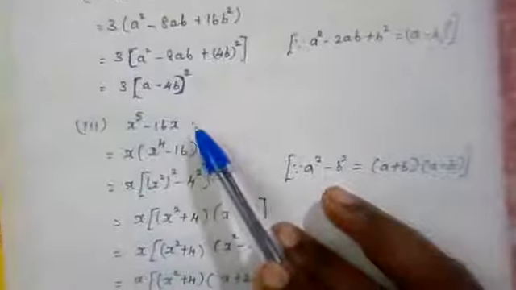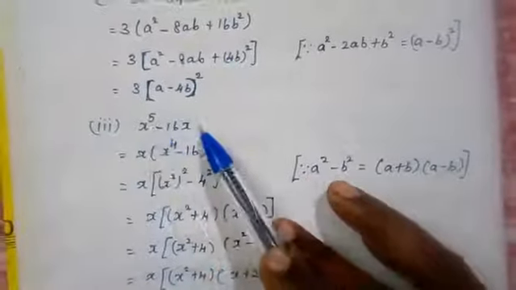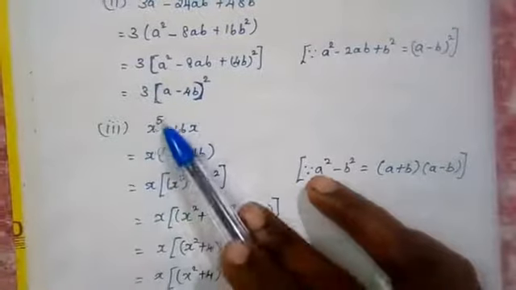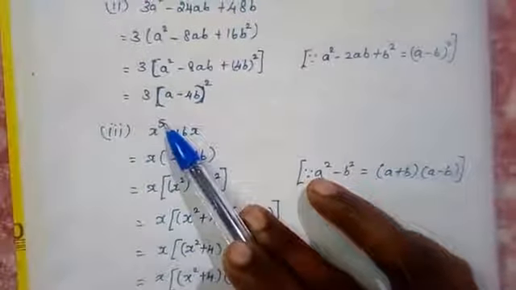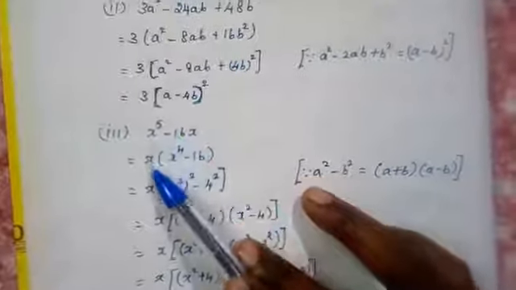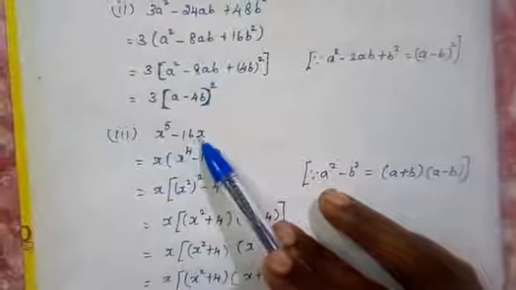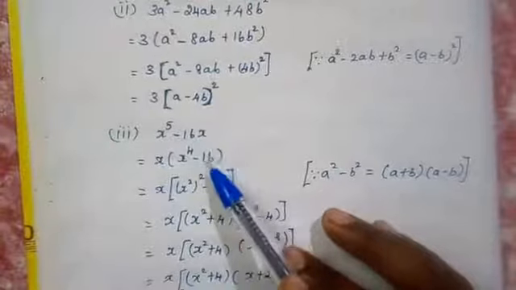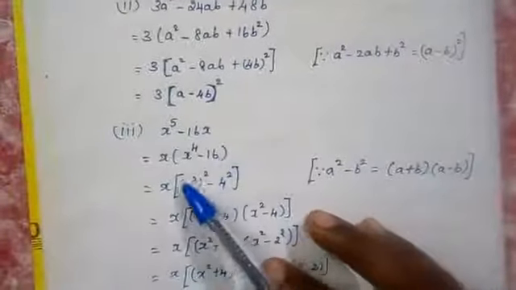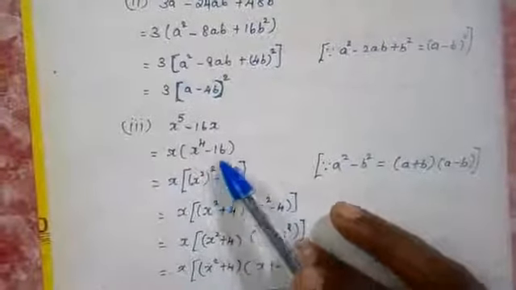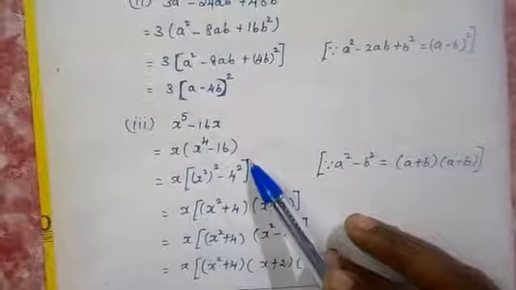Next, third problem, x power 5 minus 16x. In these two terms x is common, so you have to take it outside. x power 5 is x into x four times, so with 1 x taken outside, x power 4 is remaining. Here only 1 x is taken outside, so 16 remains. So x into x power 4 minus 16. x power 4 is written as x square whole square, and 16 is written as 4 square.